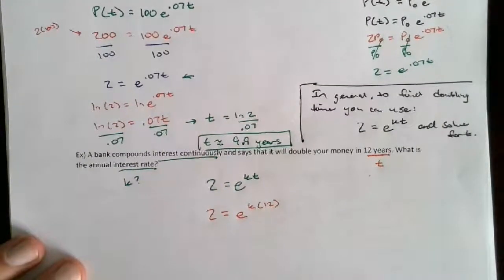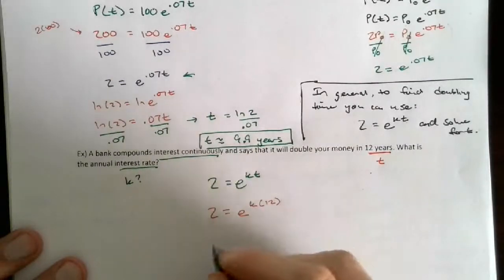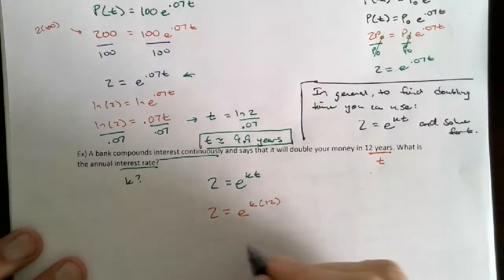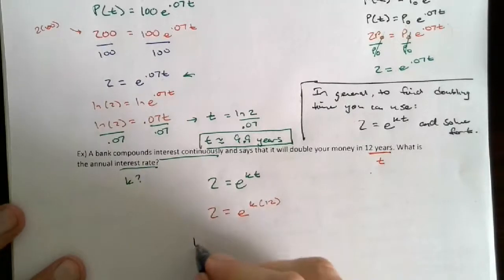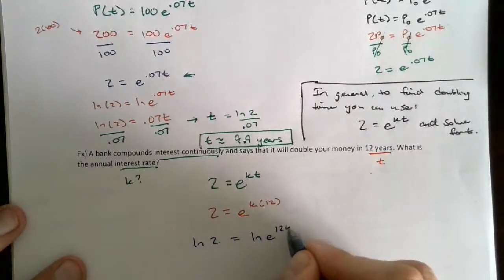And now I will try to solve this. To solve this, I need to be able to get this variable out of the exponent. So I'm going to take the natural log of each side. So I end up with the natural log of 2 is equal to the natural log of e to the k times 12, which is the same as writing it as 12k.